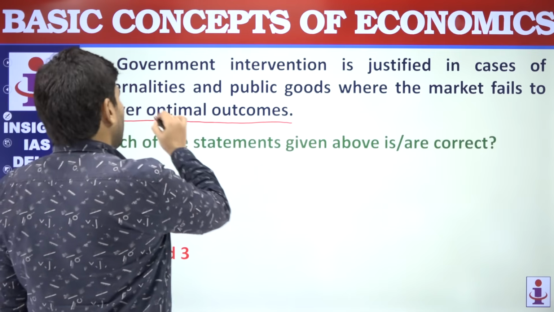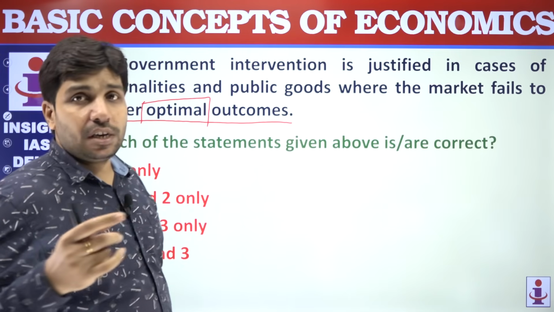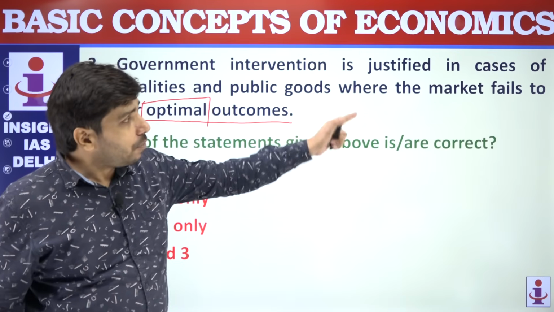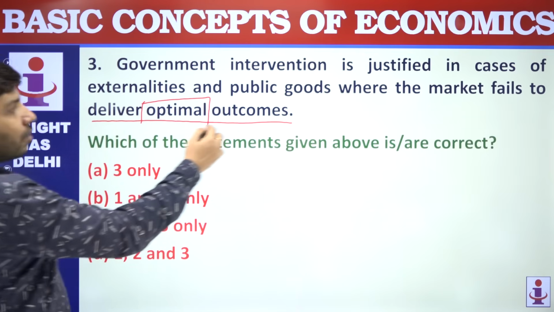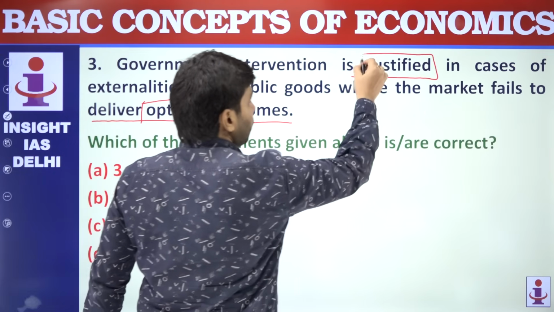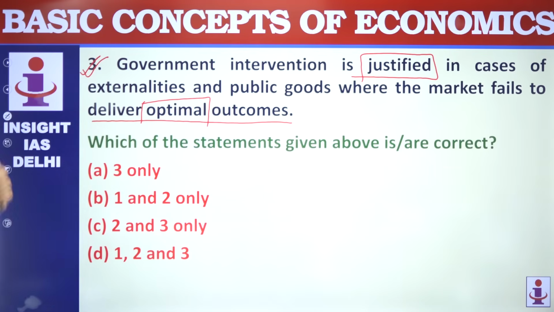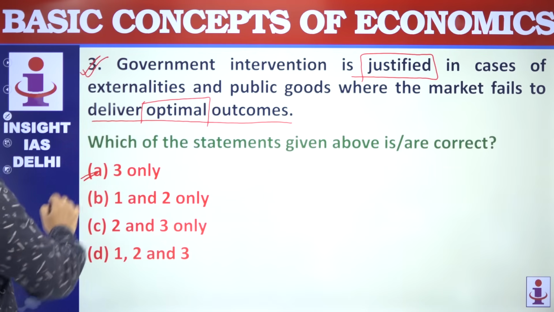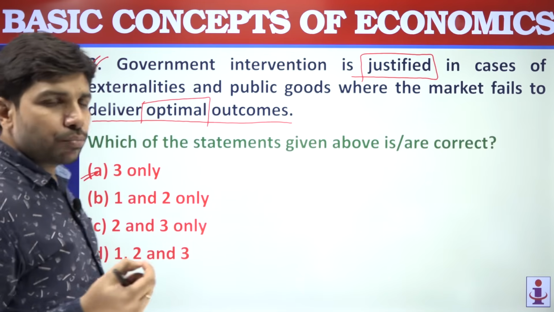Yes, though the government should not intervene in the market, if the market fails to deliver optimal outcomes, government intervention is justified. So this statement is correct. So the correct answer will be option A. Now let's elaborate a little bit.